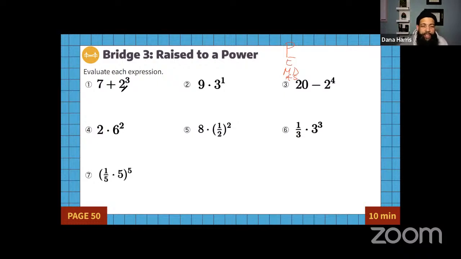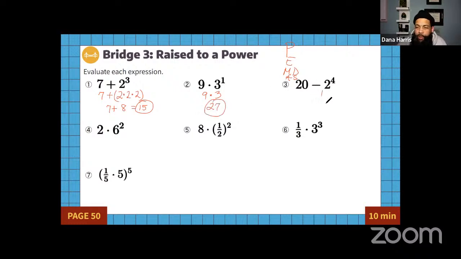So let's get into this. First of all, I have 7 plus 2 to the third power. Remember, 2 to the third power is 2 times 2 times 2, okay? And so I have 7 plus 2 times 2 times 2. So 2 times 2 times 2 is 8, and 7 plus 8 equals 15. That's your answer. Here, 3 to the 1 power. Any number to the 1 power is that number. So in this case, 3 to the 1 power is 3, or as I like to say, tree. And 9 times tree is 27.